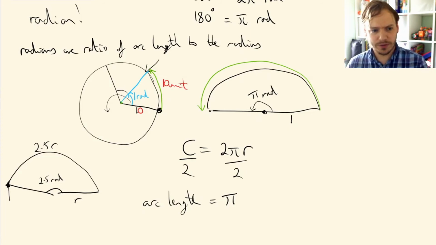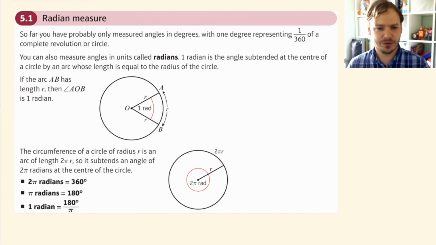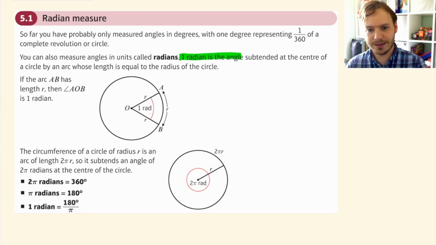Now let's just have a quick look at the textbook page on this. So it talks about a bunch of stuff. You've probably only measured angles in degrees. That's probably true. 1 degree is 1/360th of a complete revolution of a circle. So we've got some quite technical language going on in here, but it's very straightforward. But we can also measure using angles called radians, and then we have this very formal sentence here. 1 radian is the angle subtended at the center of a circle by an arc whose length is equal to the radius of the circle.